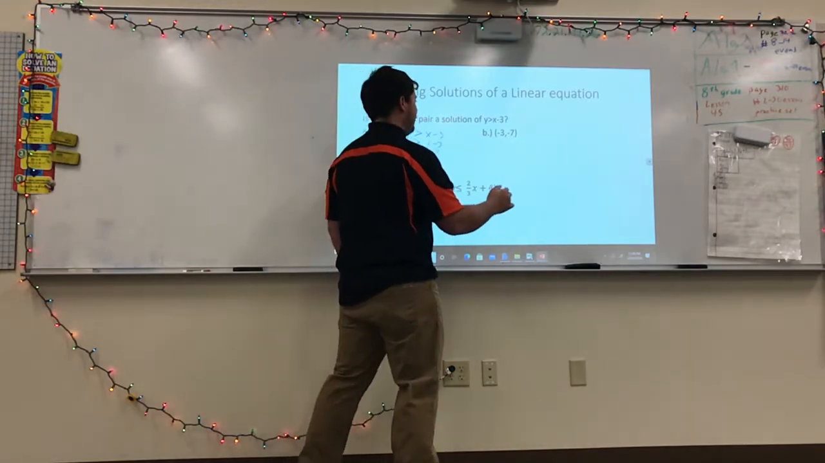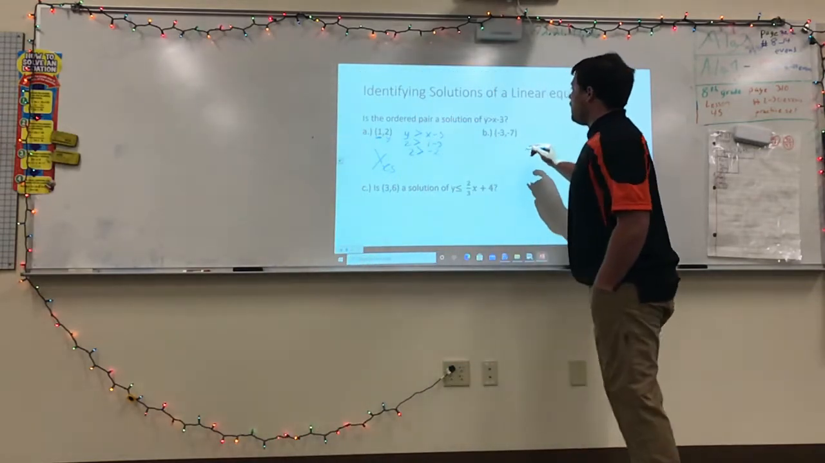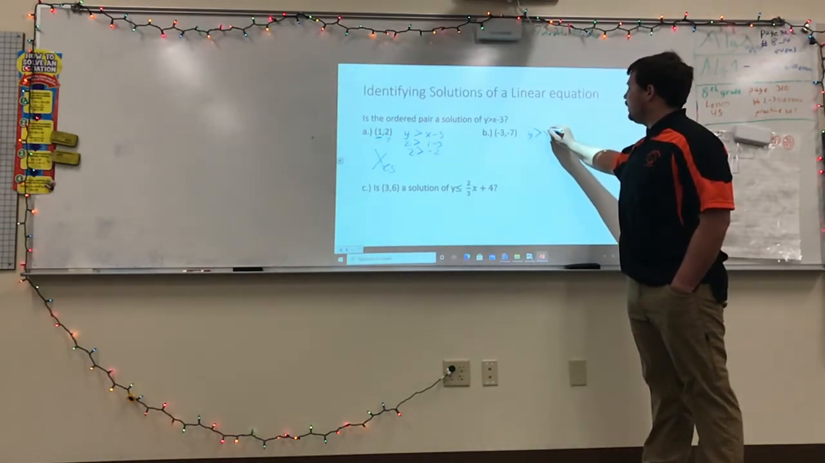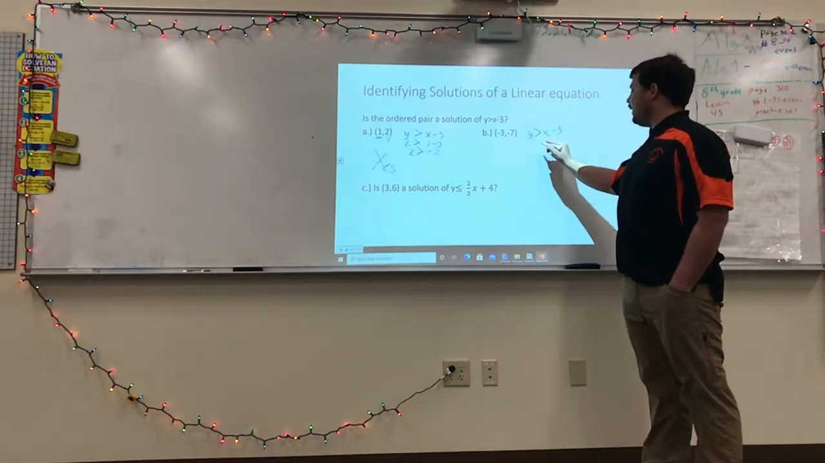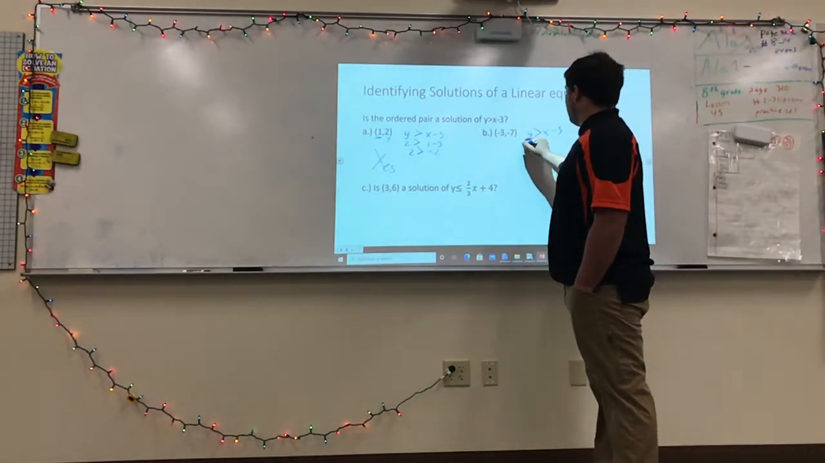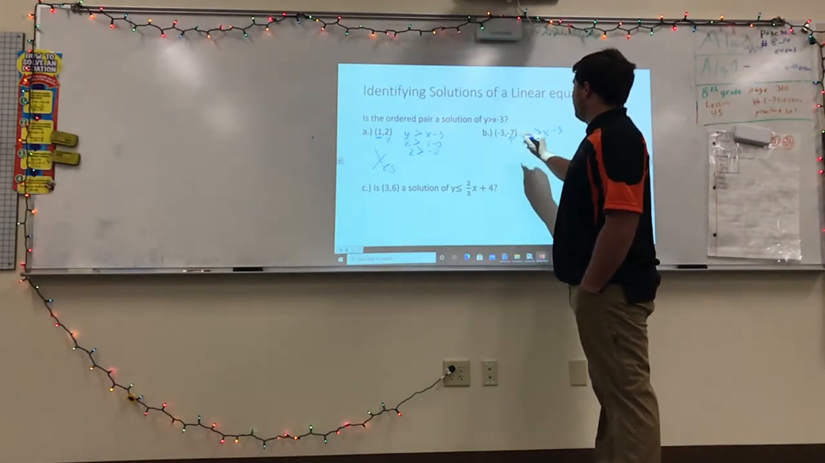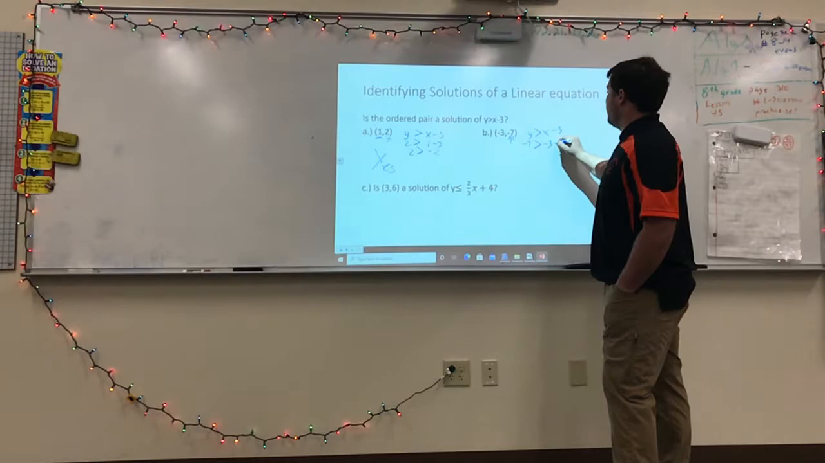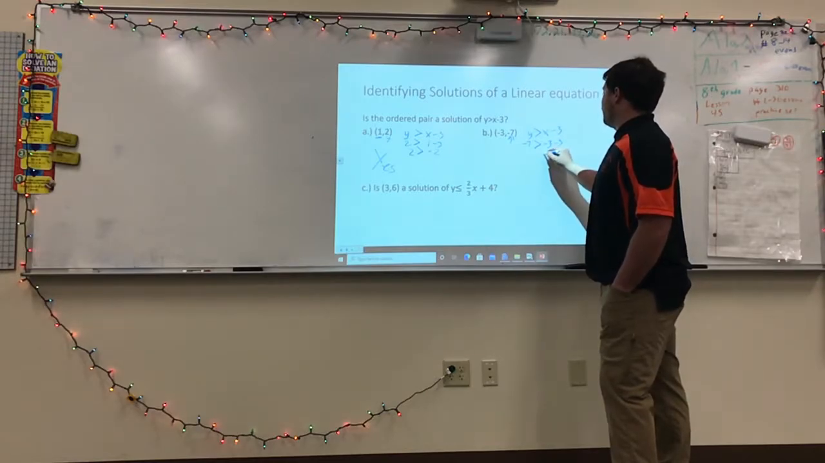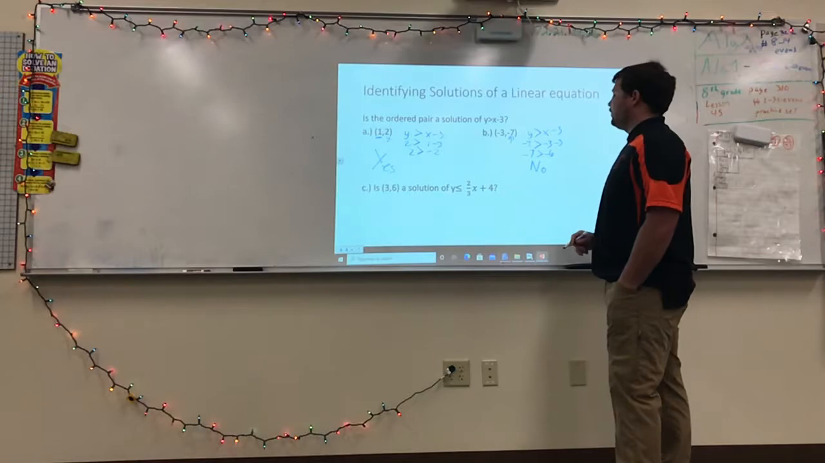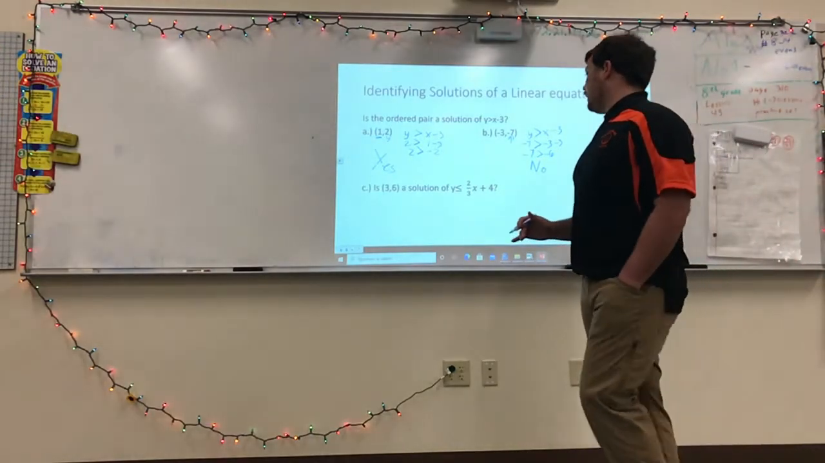We're going to do the same thing here. We have y is greater than x minus 3. We have negative 7 right here for y, so is negative 7 greater than negative 3 minus 3? Well, this is going to give me negative 6. Is this true? Negative 7 cannot be greater than negative 6. So it is no.